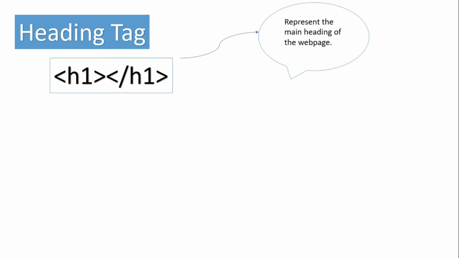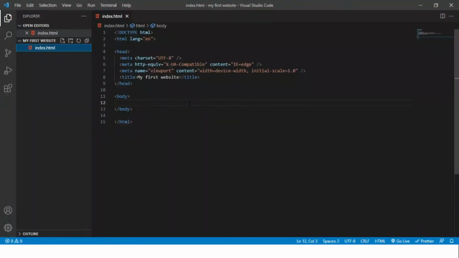The first tag that I want you to understand is the heading tag. Basically, the heading tag is a combination of 6 headings, where the topmost heading tag is the H1 tag. The H1 tag represents the main heading of the web page. So whenever you create a website and you have a main heading, you always need to use the H1 tag. So let's create the main heading of our website.